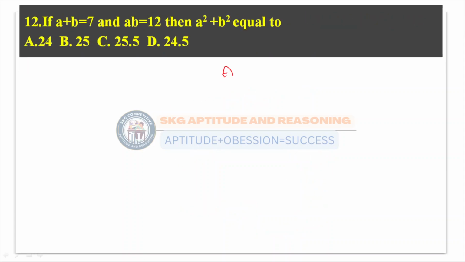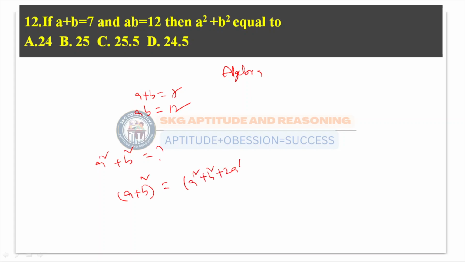And the next question is based on algebra. In the question, a plus b is given as 7 and ab is given as 12. We need to find the value of a square plus b square. We know the formula: a plus b whole square is equal to a square plus b square plus 2ab. If we substitute the values, 7 square will be equal to a square plus b square plus 2 into 12. So a square plus b square will be equal to 49 minus 24, that is equal to 25, which is presented in option B.